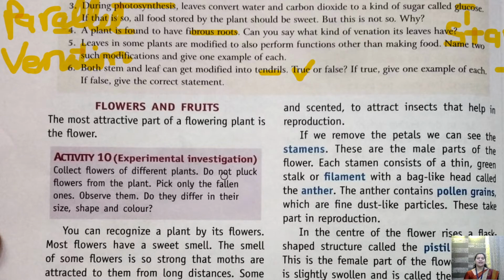Now children, coming to the very interesting part of this chapter, that is flowers and fruits. So we will talk about flowers and fruits. So children, the first thing when you see a plant, consider a rose plant.